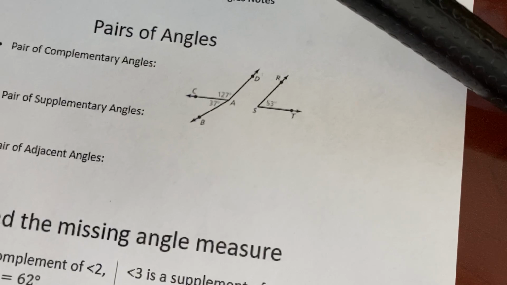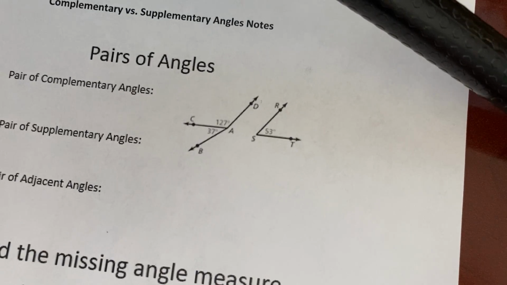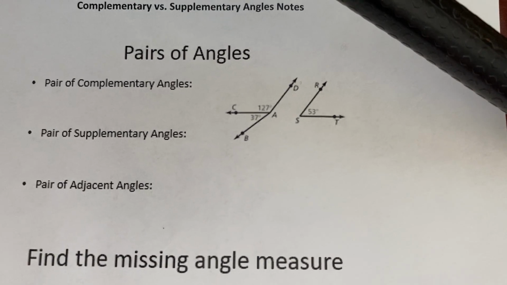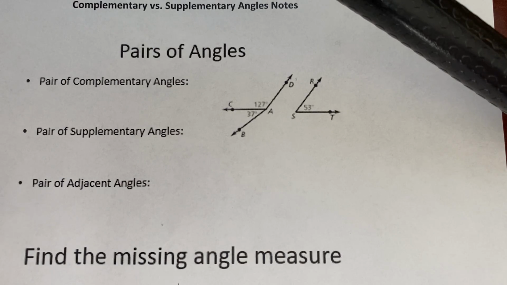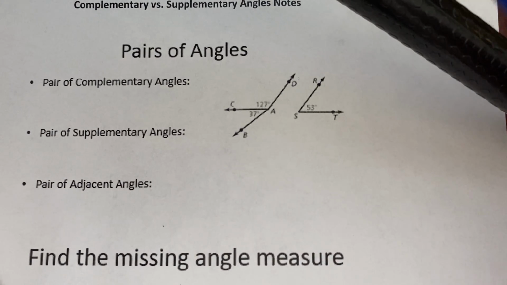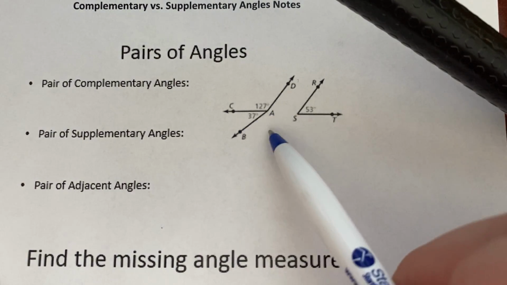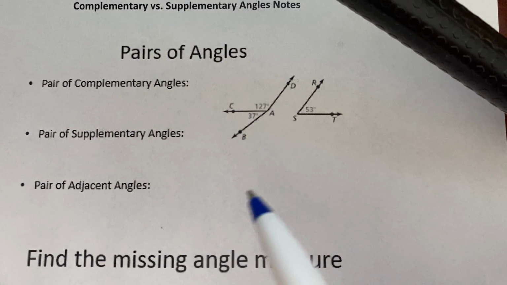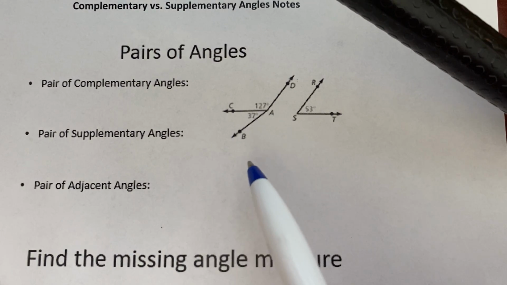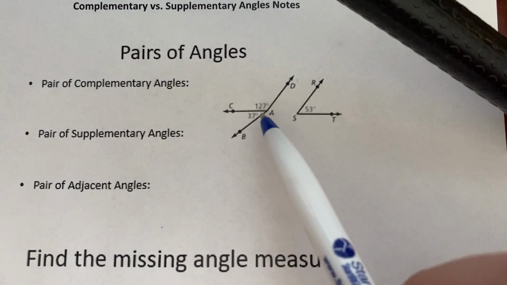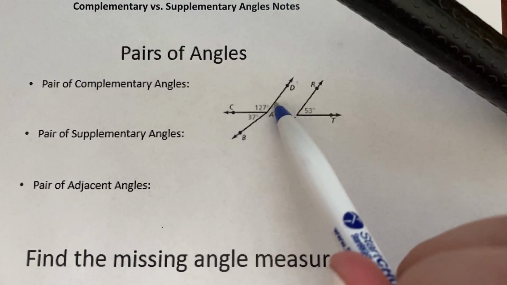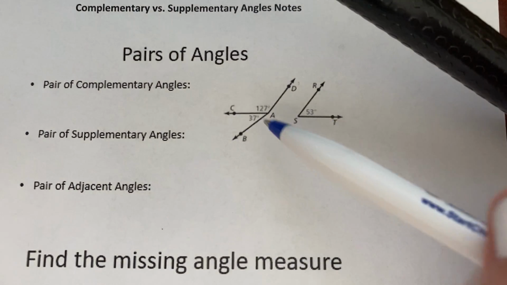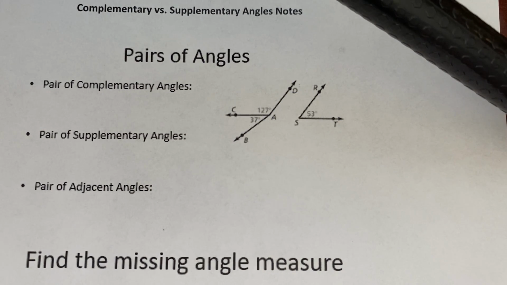All right, so let's go to pairs of complementary angles, pairs of supplementary angles, and then pairs of adjacent angles. You're just going to list them out. I'm going to try to add a couple of these together just to see. Okay, these are 90, these are 180. So we know right here this is not a straight line, so these two angles are not supplementary.